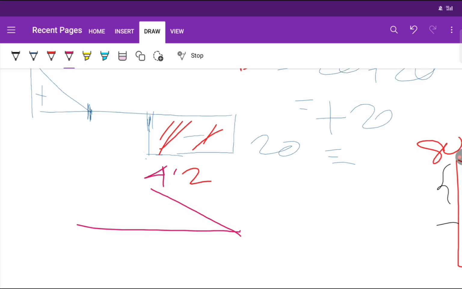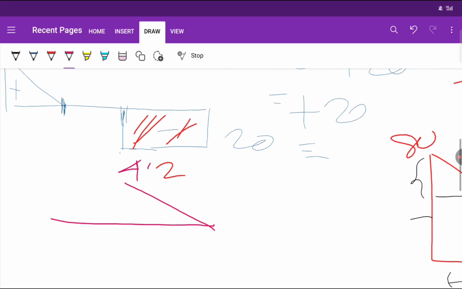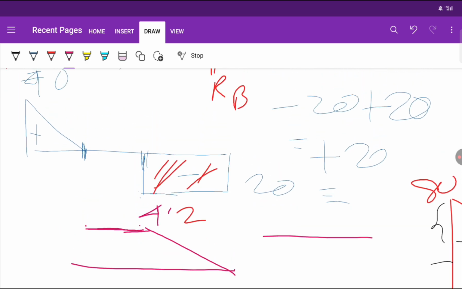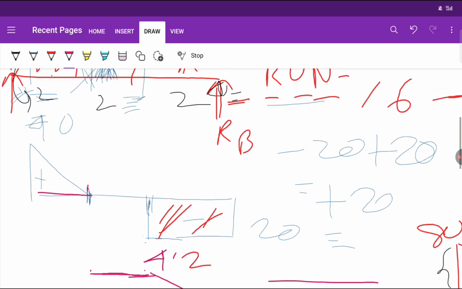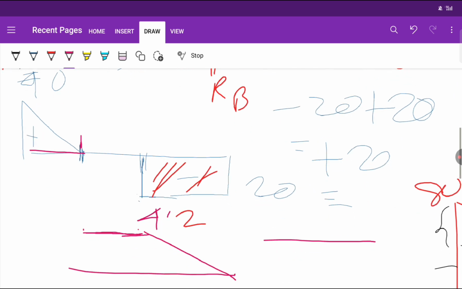Okay, at this instant there is no load, so we already discussed that if there is no load, then the bending moment diagram will be a rectangle. So the bending moment diagram will continue to this point as a rectangle. Now at this instant, how much bending moment is available there? It is still 40.